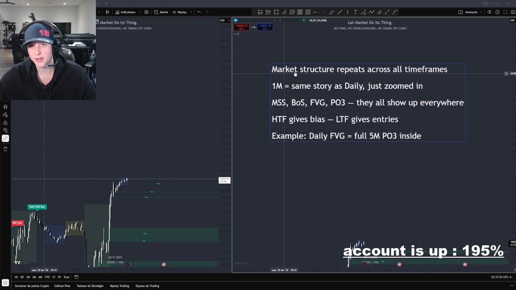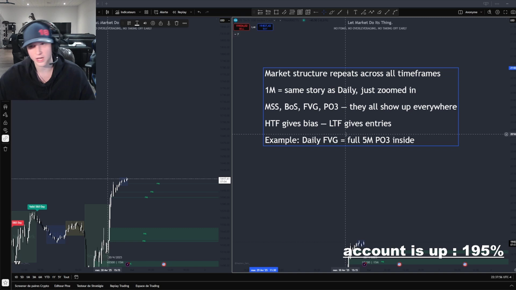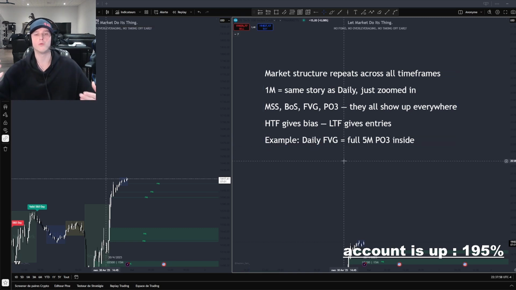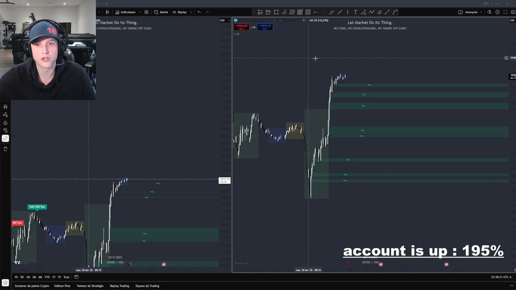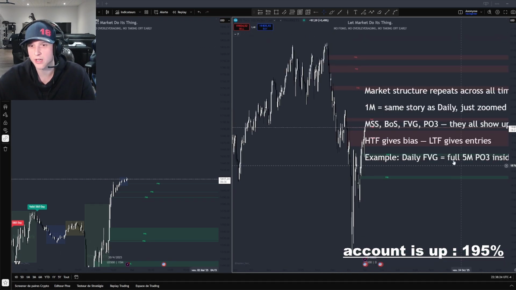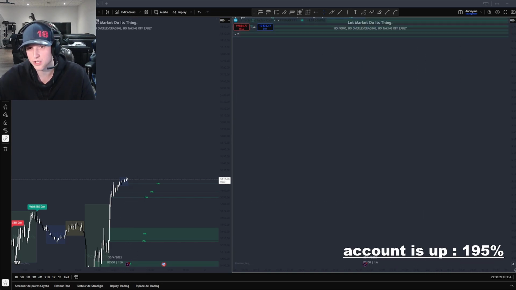So it's important to understand that market structure repeats across all time frames, okay? So what I'm trying to say is that whatever happens on the daily is the same thing as forming on the 4 hour, the same thing as forming on the 1 hour, okay? They're all correlated together, okay? So the 1 minute or the 1 month is the same story as the daily, just zoomed in, okay? Whatever candles you're looking at here on the daily, on NQ, whatever structure you have here, you can find the same structure on a 1 minute chart, okay?